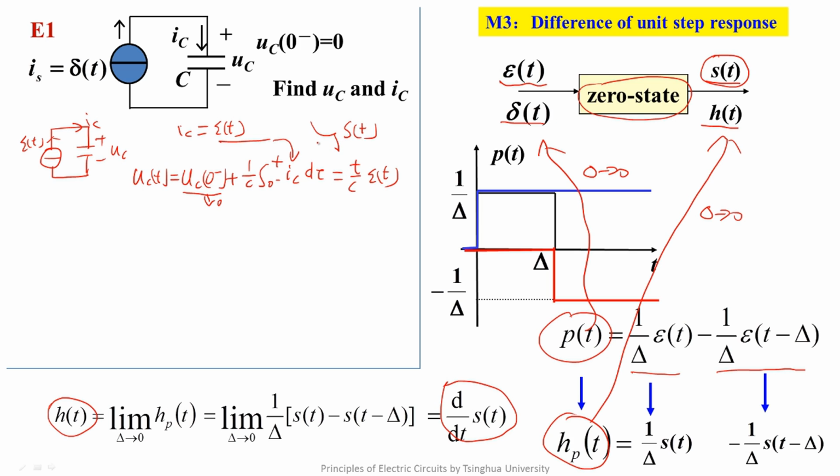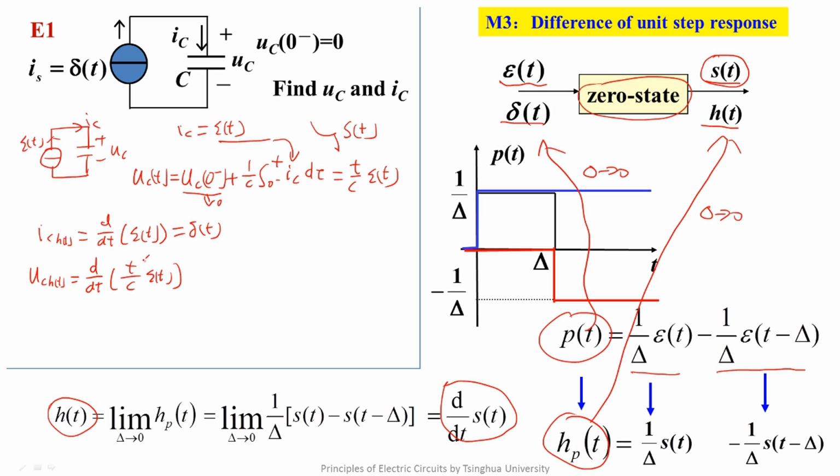Now we need to solve h(t). Firstly, we solve h(t) for iC. It equals the derivative of epsilon(t), which equals delta(t), obviously. Secondly, we solve h(t) for uC. It equals the derivative of t over C times epsilon(t).